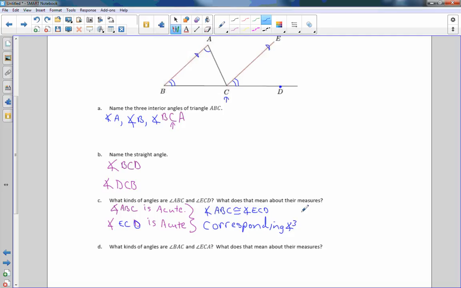So there's a lot to know in geometry. A lot of terms. So this is acute, this is acute. They are congruent to each other because they are corresponding angles. What does that mean about their measures? Well, I've already answered that part of the question. Their measures are equal because they are congruent. D. This is what kind of angles are angle BAC?